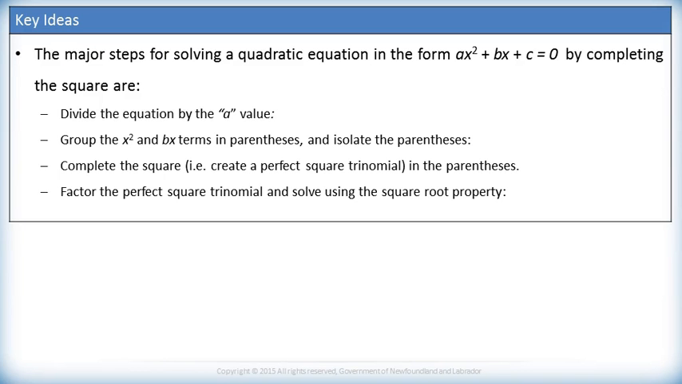So in summary, the major steps for solving a quadratic equation in the form ax squared plus bx plus c by completing the square are: divide the equation by the a value, group the x squared and bx terms, complete the square, factor, and solve.